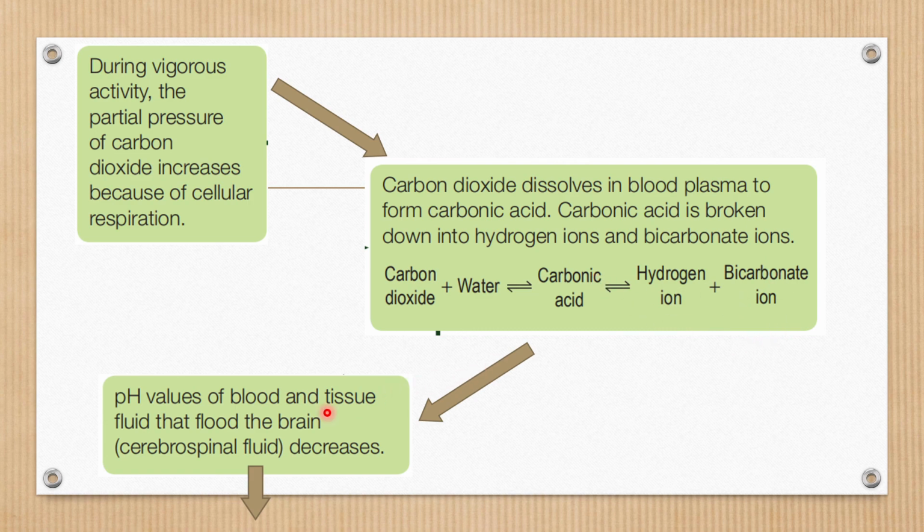Okay, so next, the pH value of the blood and the tissue fluid that surrounds the brain, and the fluid is called the cerebrospinal fluid, will decrease. pH decreases, meaning it is now acidic because of these hydrogen ions.